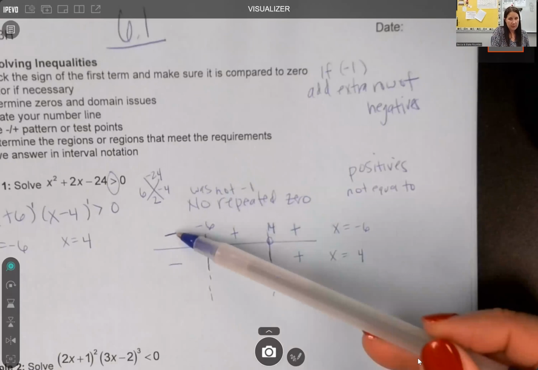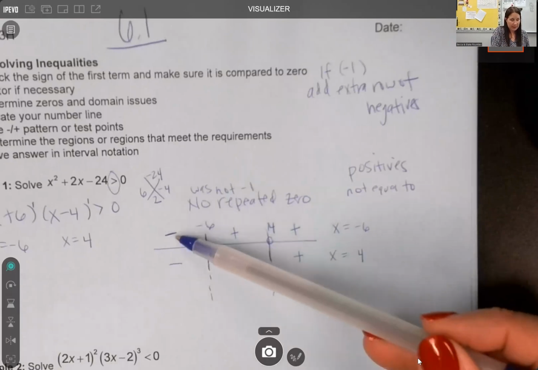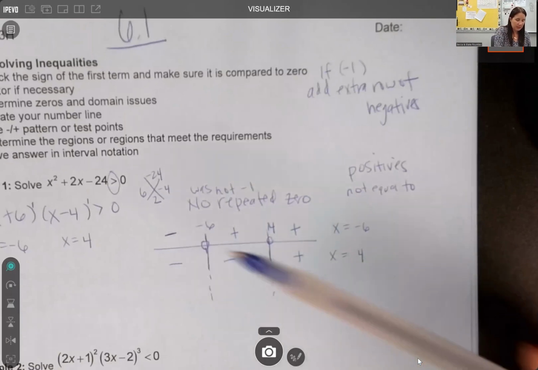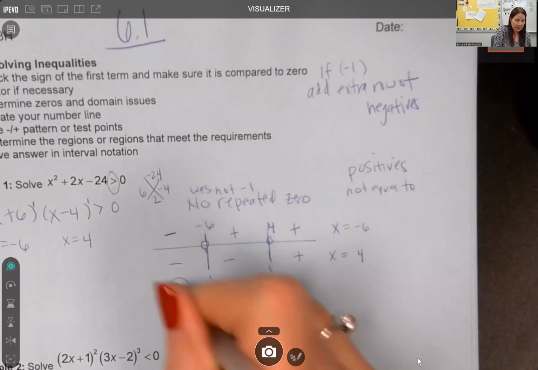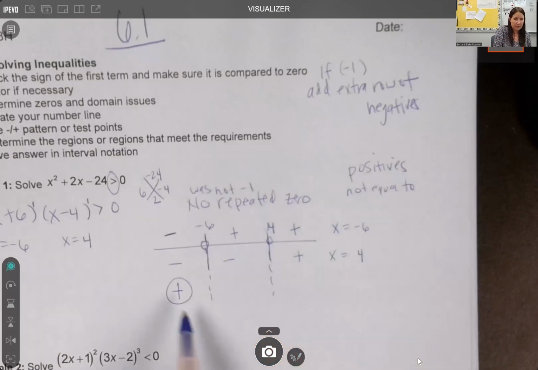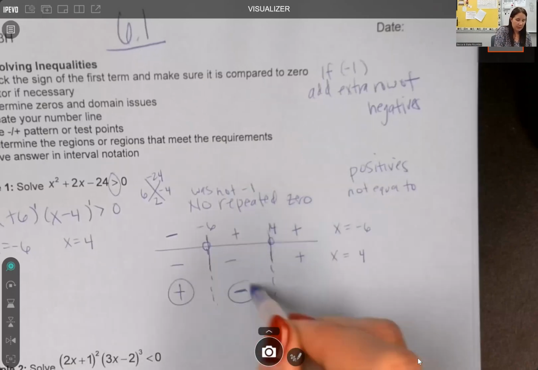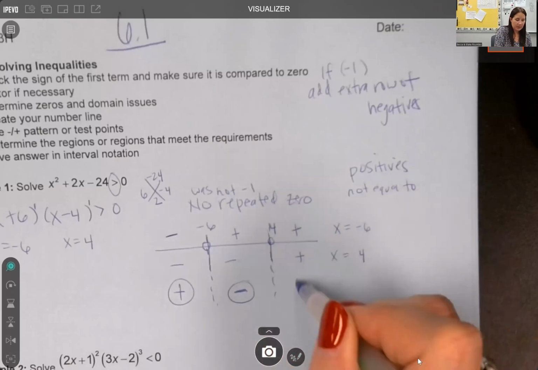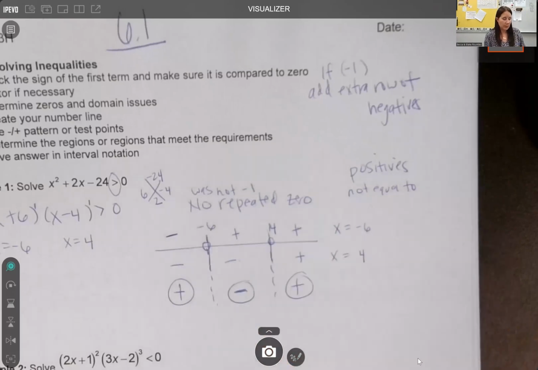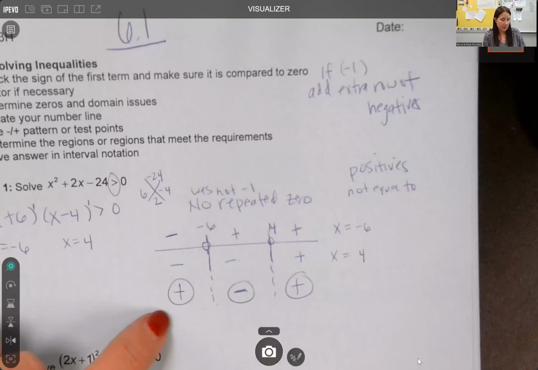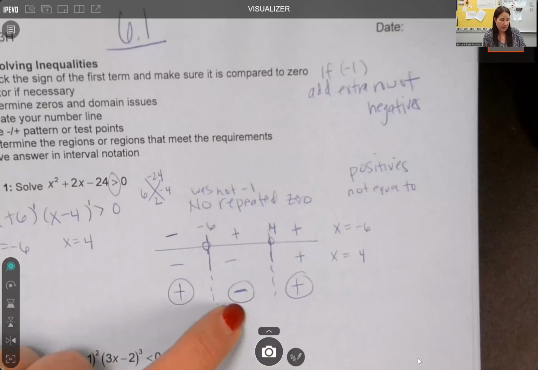A negative times a negative gives me a positive, so anything in this interval is positive. Then a positive times a negative is negative, and a positive times a positive is positive. So my final answer is positive, negative, positive.